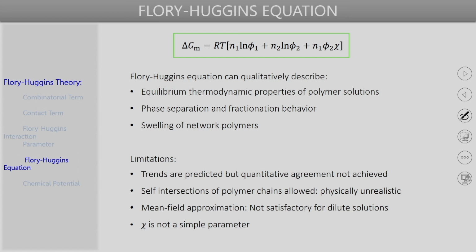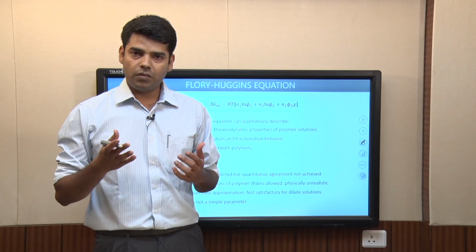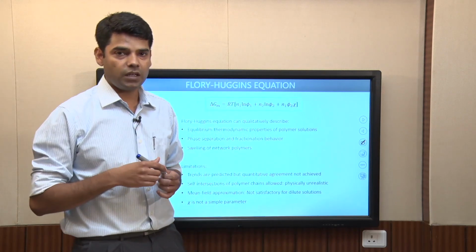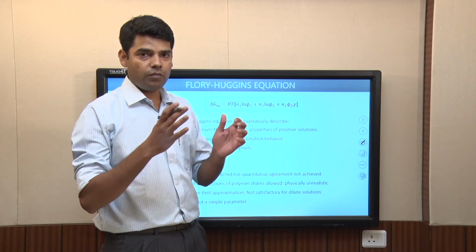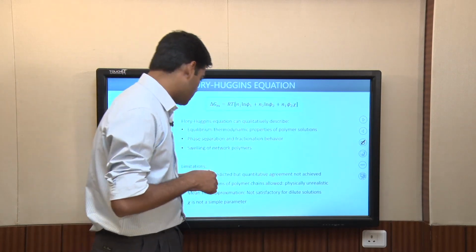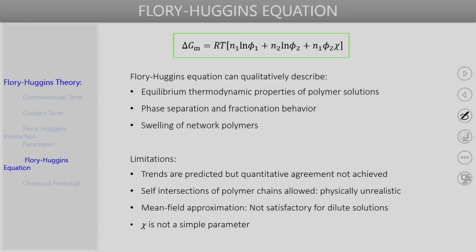As we have discussed many times already, the mean field approximation is probably one of the more important weaknesses of this theory, and it's more apparent for the case of dilute polymer solutions, where the assumption of uniform presence of polymer segments is actually not valid much. So, it is not satisfactory for dilute solutions.